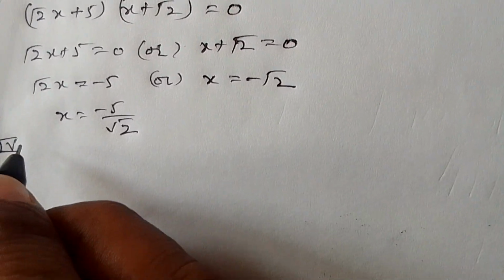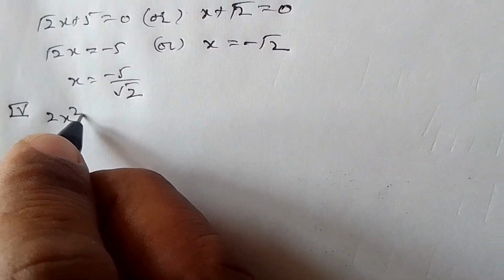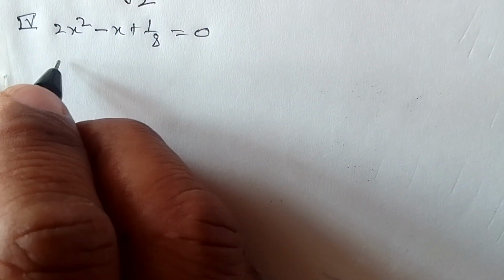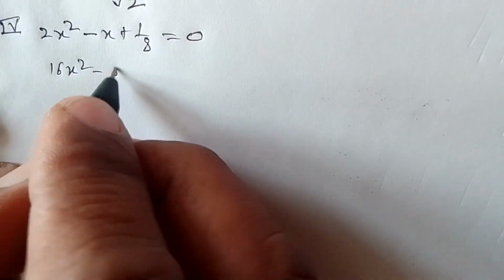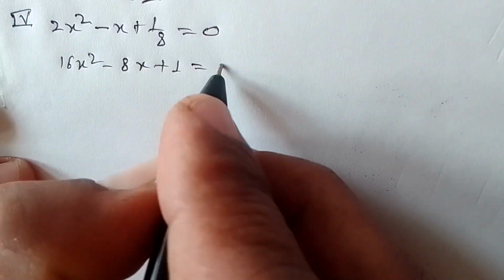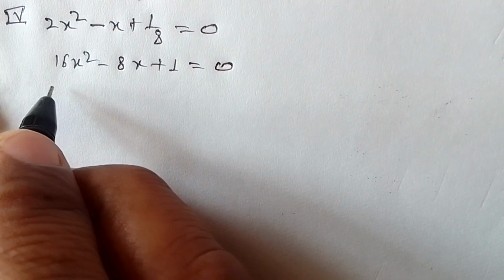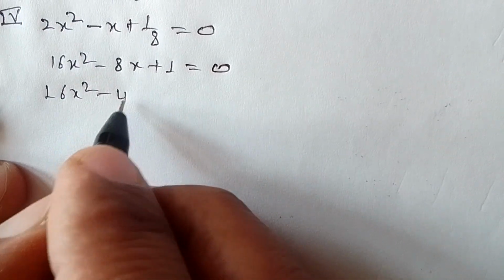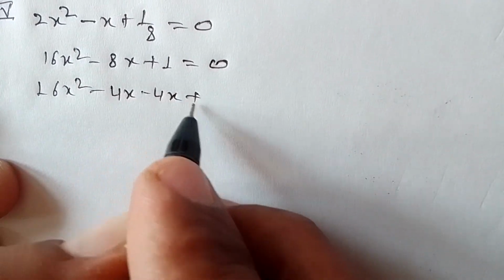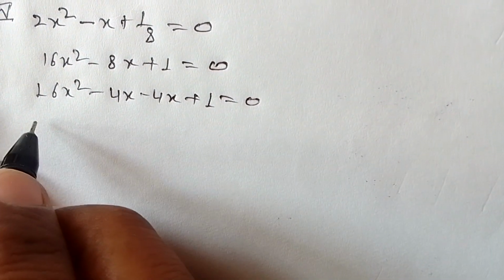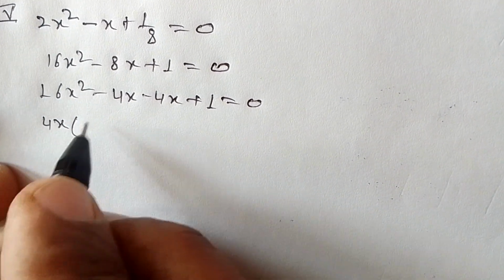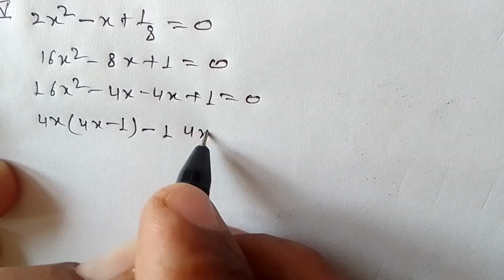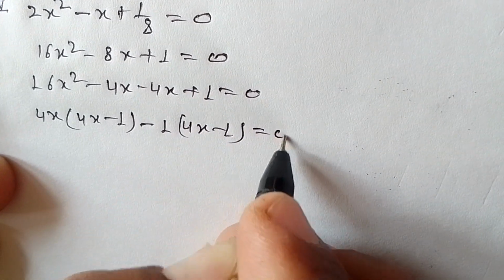Now the fourth part of the question: 2x² − x + 1/8 = 0. It can be written as 16x² − 8x + 1 = 0. So here 16x² and −8x is converted into −4x − 4x + 1 = 0. So here taking out 4x common, we get 4x(4x − 1) − 1(4x − 1) = 0.